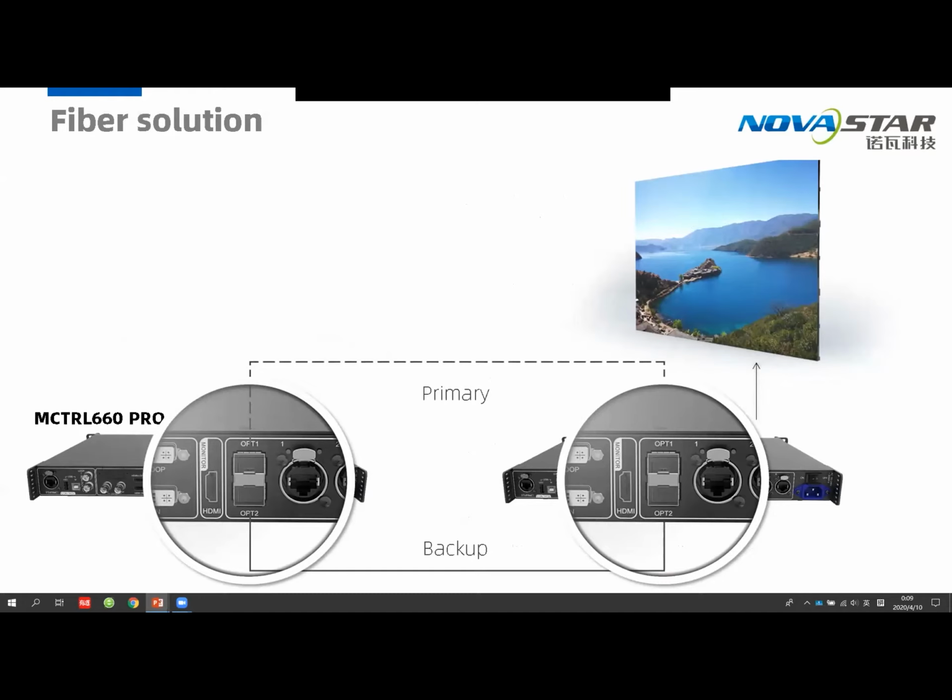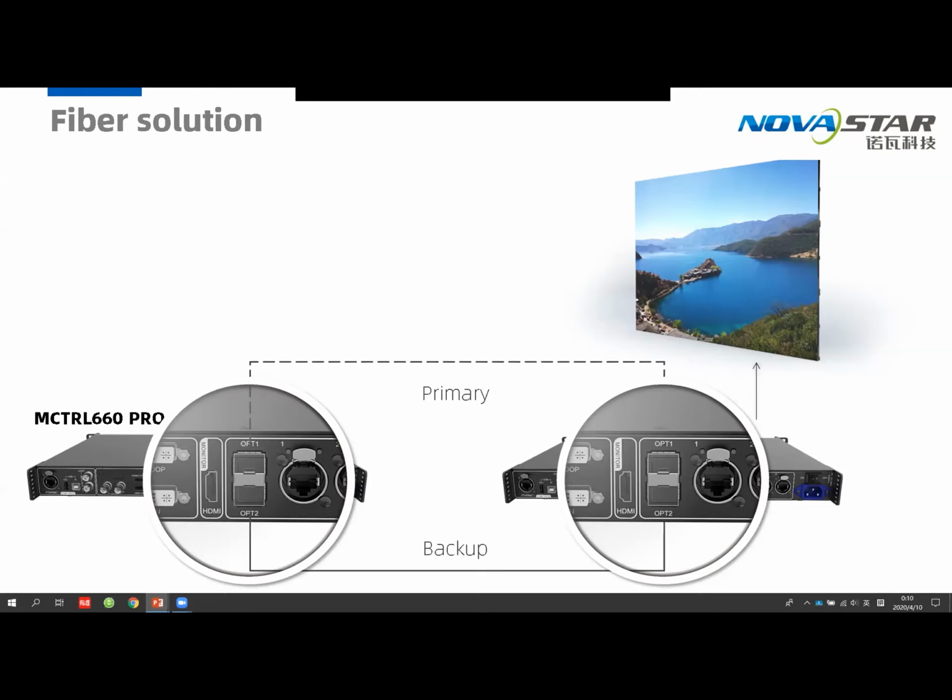Also, compared with other controllers, the biggest difference of the M-Control 660 Pro is that this one has 2 working modes. It can work as a sending card, and also this controller can work as a fiber converter. So you can just use the knob on the front panel to change the working mode. As the picture shows here, for some projects, especially for rental, you don't have to buy another converter.